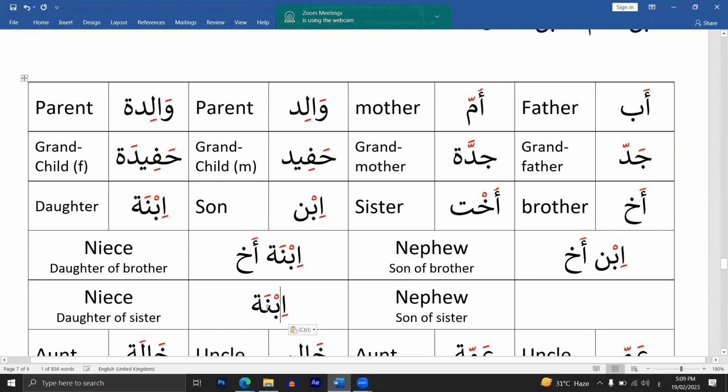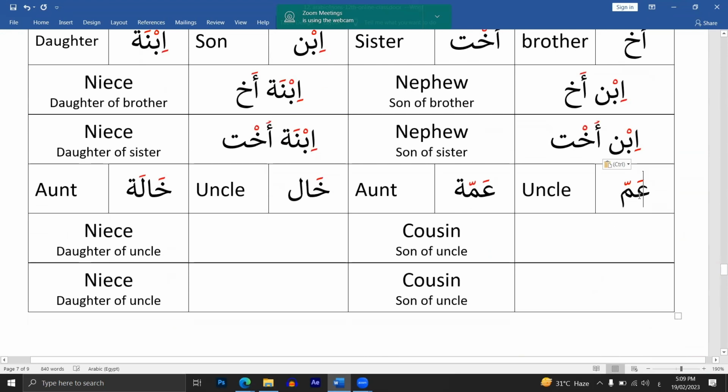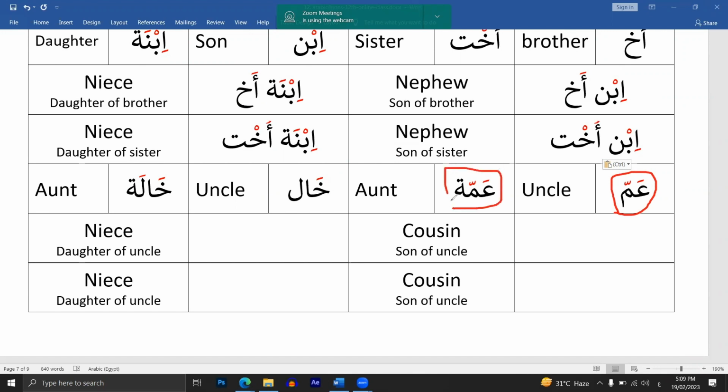Okay, then daughter of sister. Here is the word daughter, ibnat, and then sister, ibnatu ukht, and then son of sister. Here is the word son, ibn, and then sister, ukht. Ibnu ukht. Ibnu ukhti, son of my sister. Okay, then we have these words we talked about, am, and am means uncle. Both of them work the same way. Am is male, the uncle. If we add ta'un marbuta, it becomes ammah, aunt.